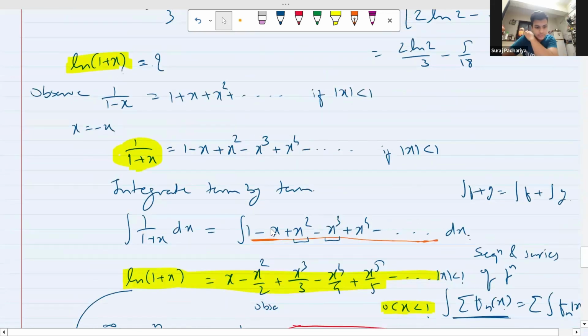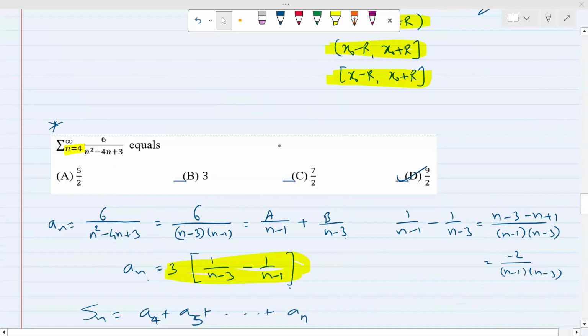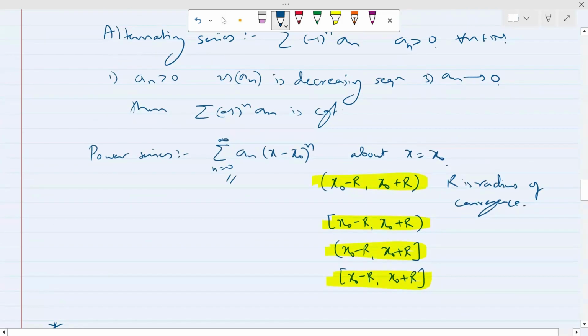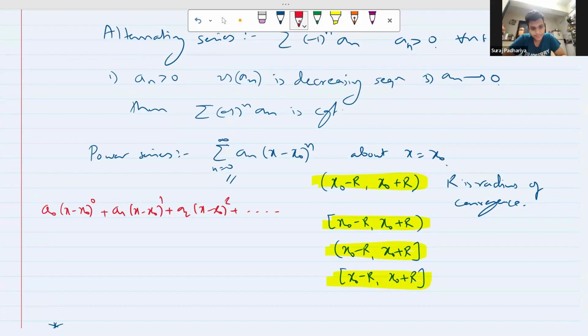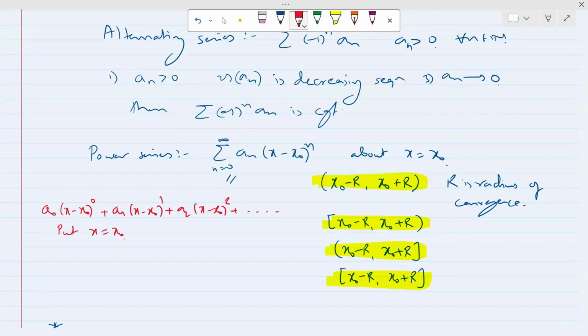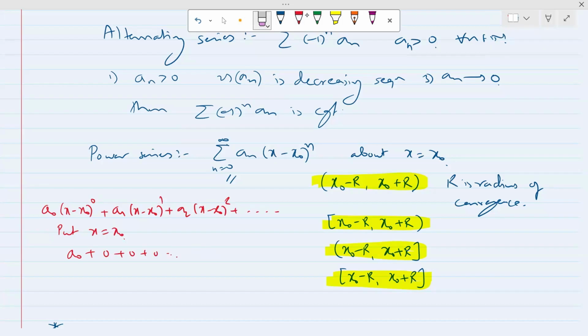Sir, an expression of this type is called a power series. So if I expand this, what am I going to get? a naught (x minus x naught) raised to 0 plus a1 (x minus x naught) raised to 1 plus a2 (x minus x naught) raised to 2 and so on. So in this, if I put x equal to x naught, what am I going to get? a naught plus 0 plus 0 plus 0. So that's nothing but a naught.